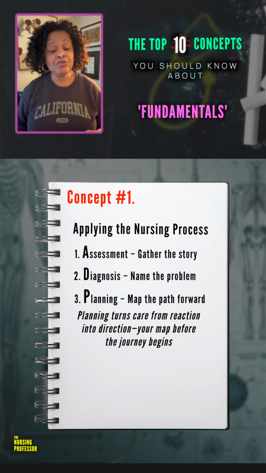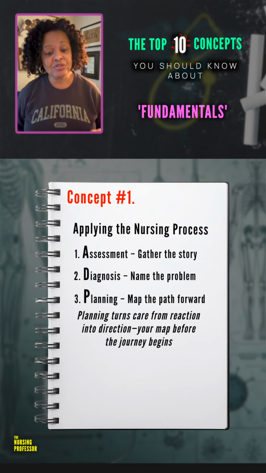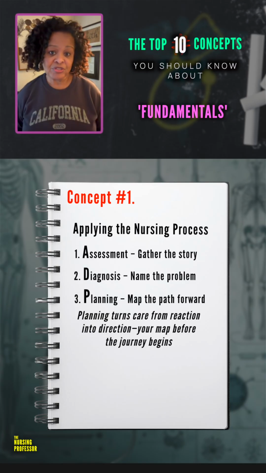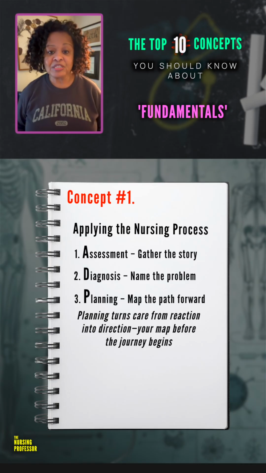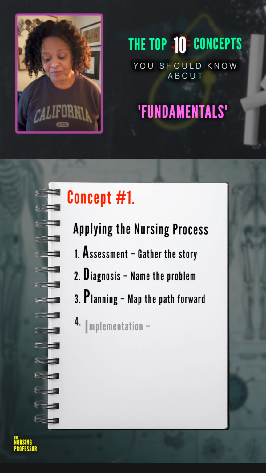Our plan should have goals that are measurable, short-term and long-term. And so an example of a short-term goal could be that that person's blood glucose is less than 150 within 24 hours. That would be a good one.